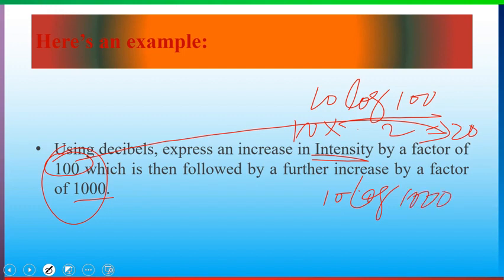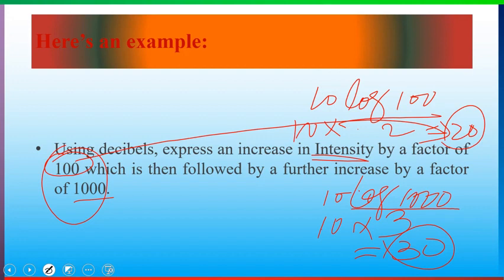That is the solved ratio, right? So the log of 1000 is 3. So 3 will be multiplied with the base 10, and that will become 30. So there was a twofold increase in intensity, once by 20 decibel, followed by 30 decibel, and both the changes are equal to 50 decibel because 20 plus 30 is equal to 50. So this is a 50 decibel change in intensity.